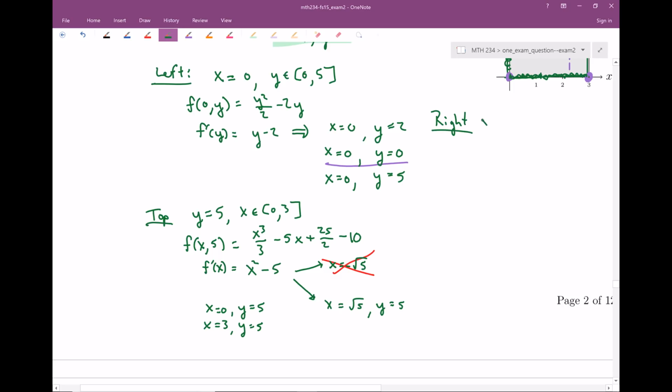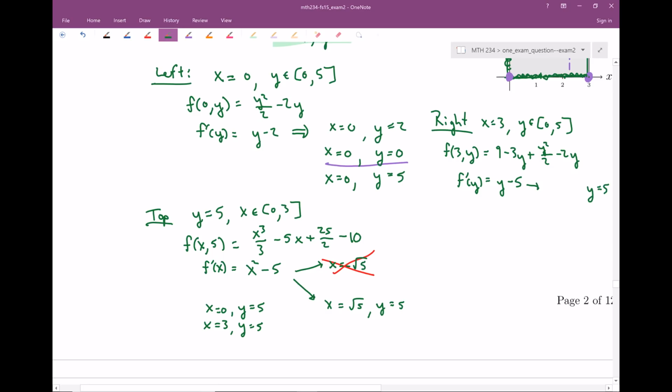So the right-hand side is when x is equal to 3, y is ranging between 0 and 5. If I calculate f of 3, y, everywhere I see an x, I'm going to put a 3. I get 9 minus 3y plus y squared over 2 minus 2y. I can take the derivative of this with respect to y. I'm going to get y minus 5. And so this is never undefined. It's equal to 0 when y is equal to 5.